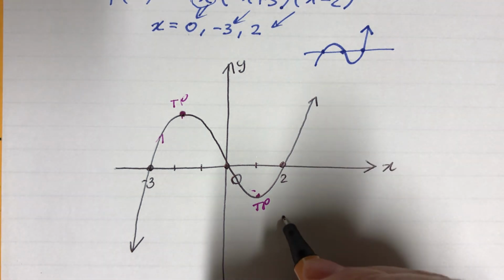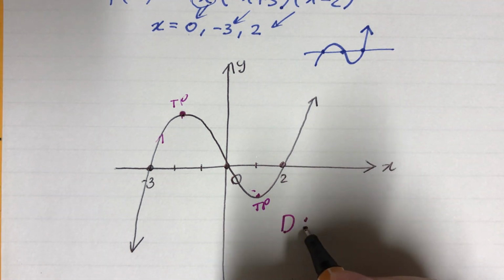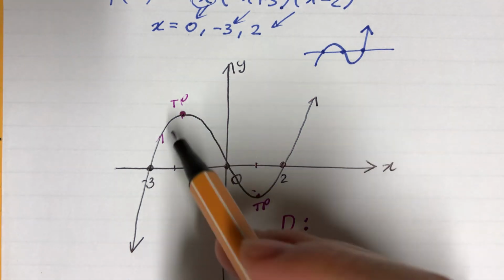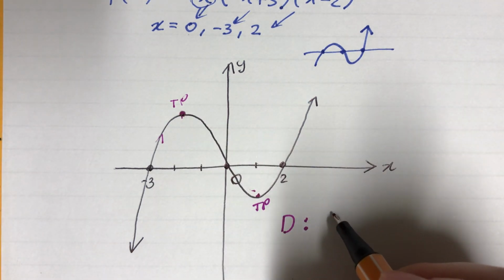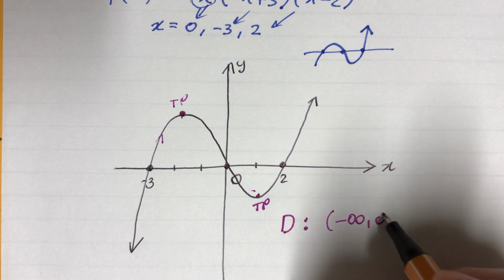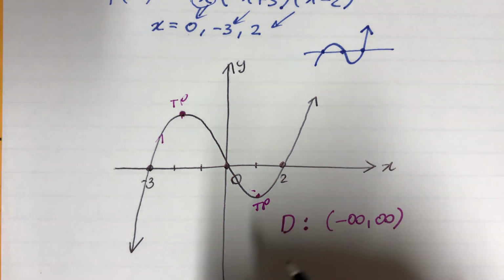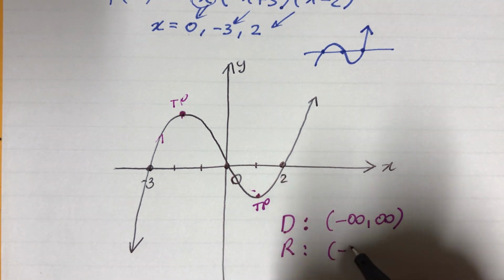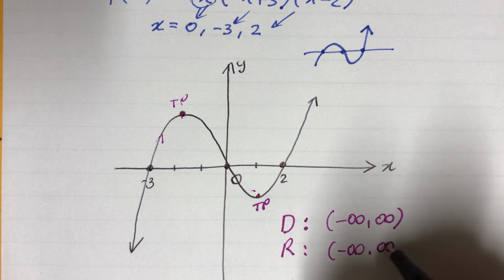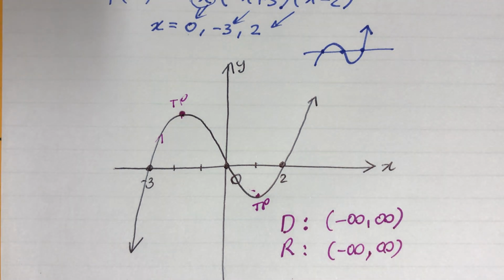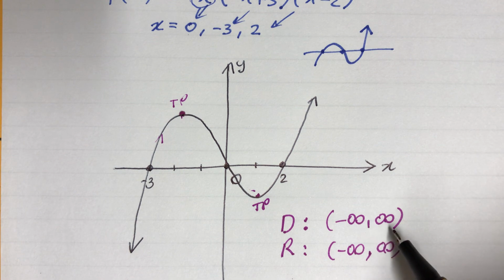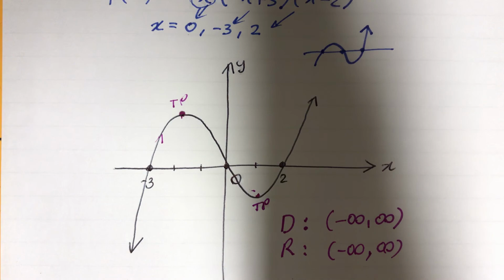So now domain, what is our domain? Again, it can be anything, isn't it? So interval notation, and again range will be the same, okay, all real x values or real y values for the domain and range. Okay, so that's what it is, and we're about to sketch another one in the next video.